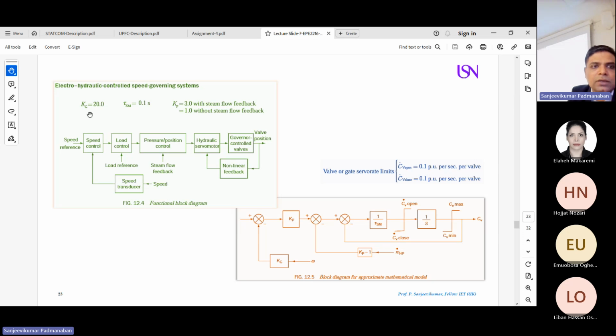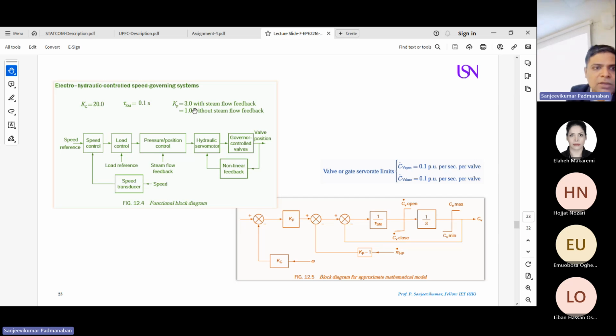So in this case, please note for this system, kg equal to 20. The constant is tau SM, which is going to be 0.1 second. And kp equal to 3 if you are going to use a steam flow feedback, steam turbine. And if it's going to be 1 without steam flow. For hydraulic, it should be 1. For steam, it should be 3. So these are the guidelines. We have to use this. You can ask me how they find this value. Many trials, many testings with different machines tested in real time. They find all this. Otherwise, we can't design the system.